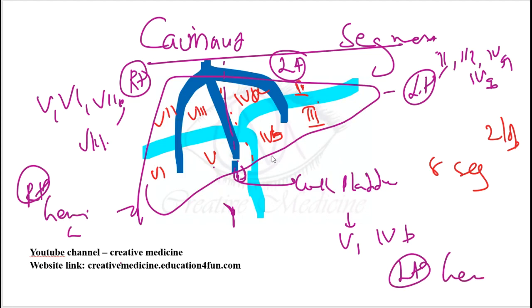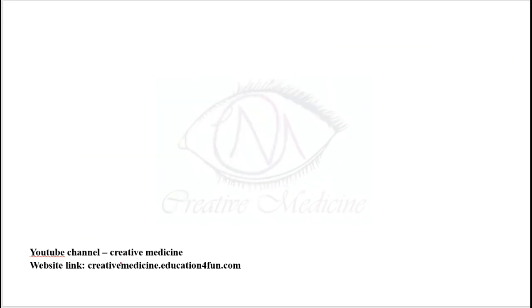So 2, 3, 4A, 4B are removed. Then we have extended hepatectomy also. If there is right extended hepatectomy, it will remove 5, 6, 7, 8, and along with that it removes 4A and 4B also. If there is left extended hepatectomy, it will remove 4A, 4B, 2, 3, and along with that 5 and 8 are also removed. This is left extended hepatectomy.